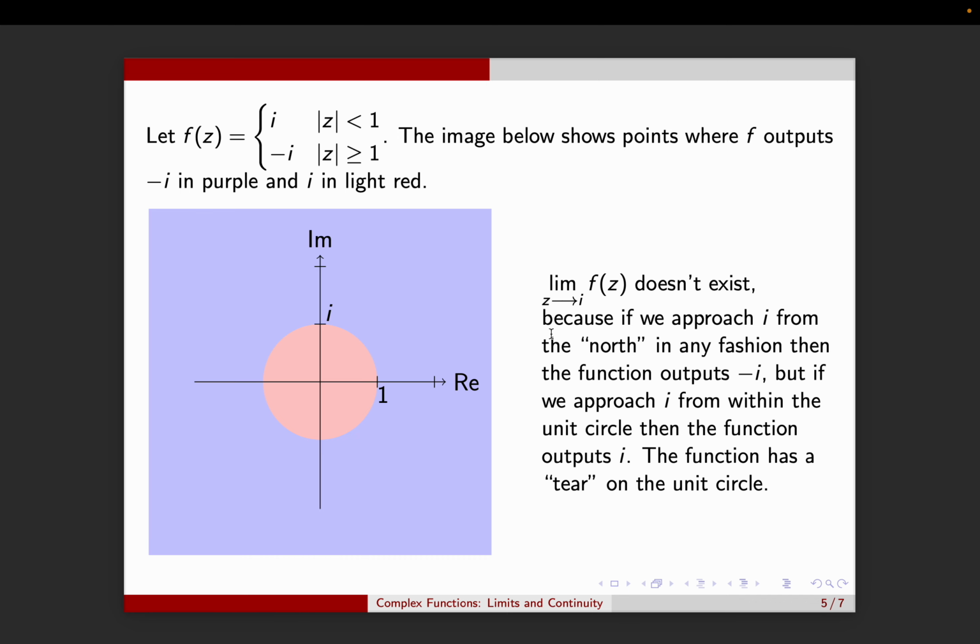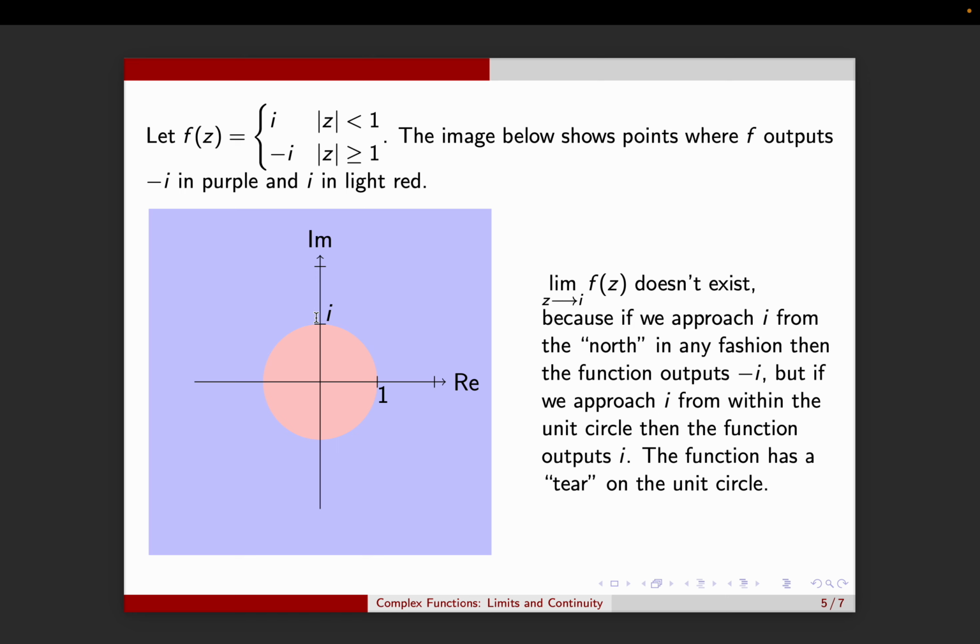So now I claim that if you take the limit as z approaches i of this f, that limit won't exist. The reason is because if we approach i from the north, the function values are all negative i because you're all in the purple. So if you take a path from the north, you're just outputting negative i, negative i, negative i, so the limit of f of z appears to be negative i. But if you approach i from the south, coming up this way, the function is outputting i the whole time, i. So as you come in from the south, you're trying to limit to i instead of negative i.